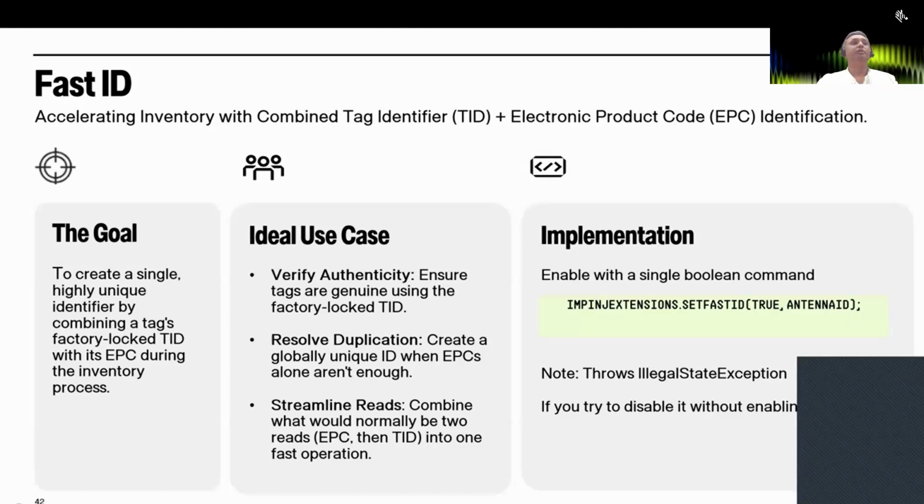Conventionally you might have to do two operation cycles to get this and then achieve the uniqueness, but by extending the Zebra fast ID configurations with one operational cycle, you can get the combination of TID and EPC to achieve tag uniqueness in your use case or applications, right? So how is it implemented in our Zebra RFID SDK? It's as simple as enabling with a single Boolean command, set fast ID and associate it to the corresponding antenna ID, and you would get the unique tags.